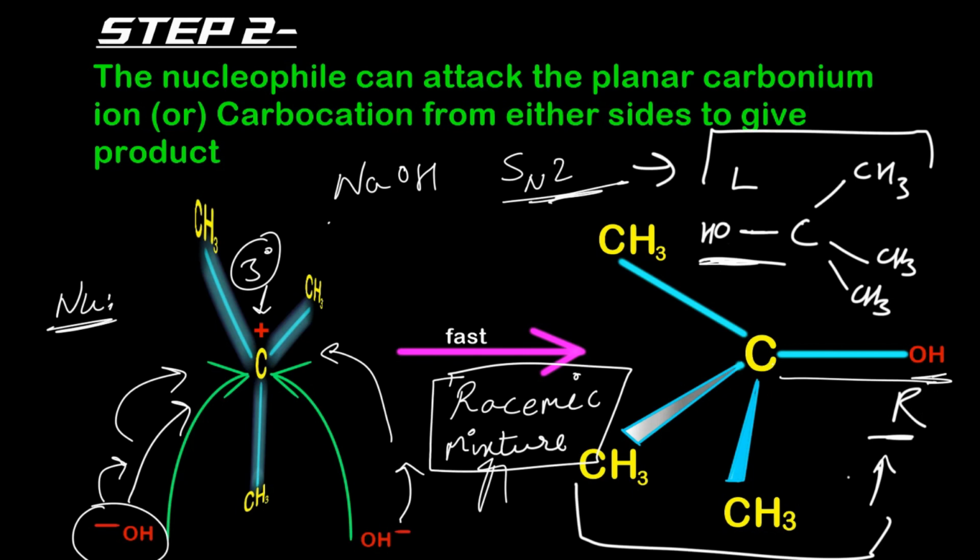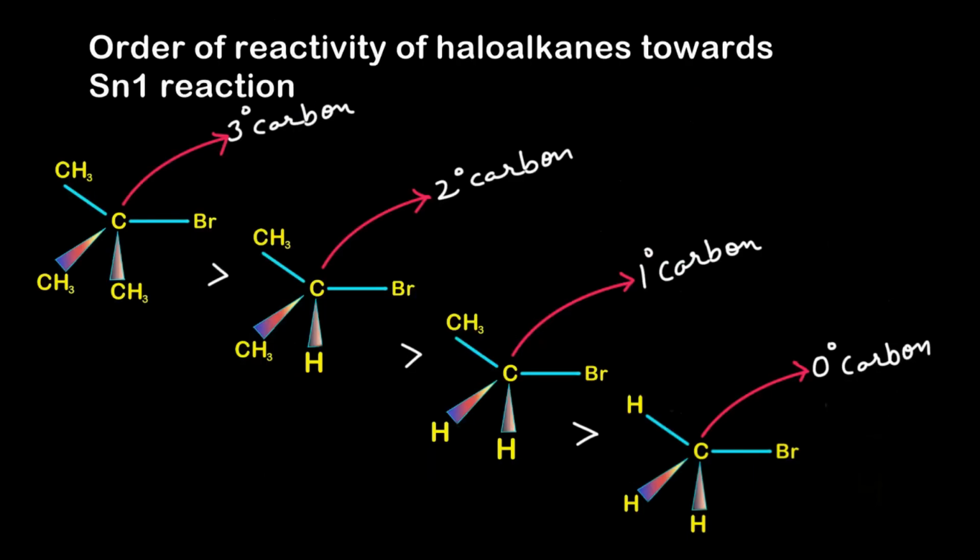Let's move to the next. Now what is the order of reactivity of haloalkanes towards SN1 reaction? First of all, remember this order of reactivity. Tertiary carbon is highly reactive towards SN1, then secondary carbon, then primary carbon, and then 0-degree carbon, right?